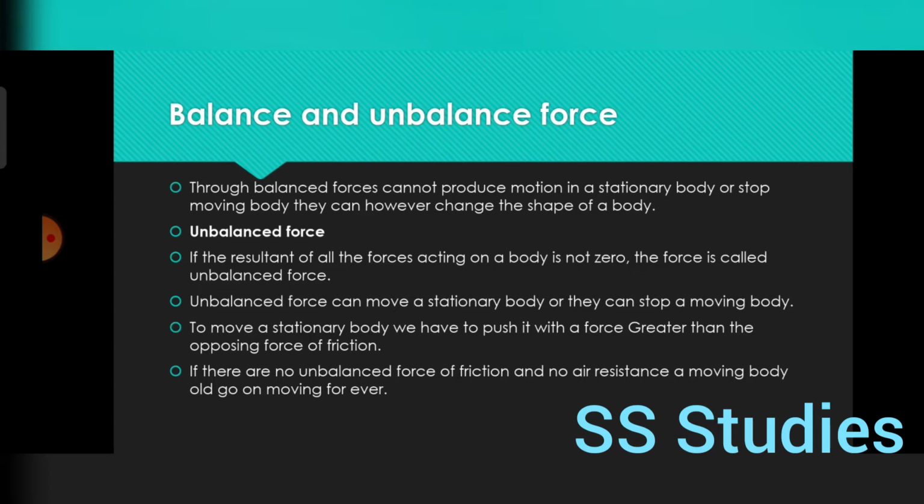If the resultant of all the forces acting on a body is not zero, the force is known as unbalanced force. Unbalanced force can move a stationary body or they can stop a moving body. To move a stationary body, we have to push it with a force greater than the opposing force of friction. If there is no unbalanced force, no friction and no air resistance, a moving body will go on moving forever.